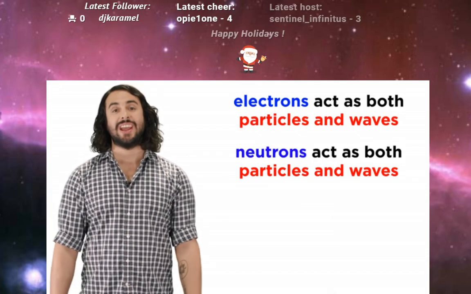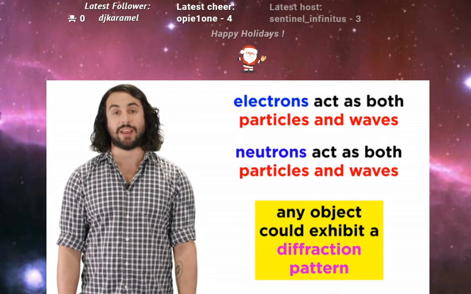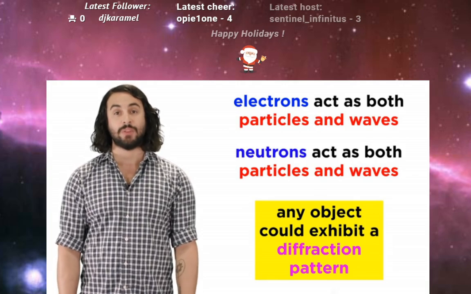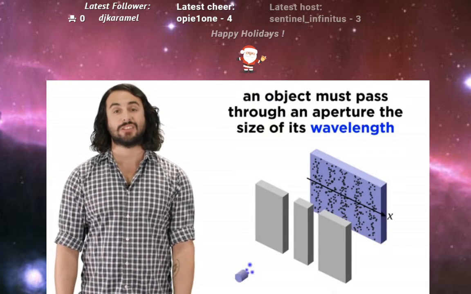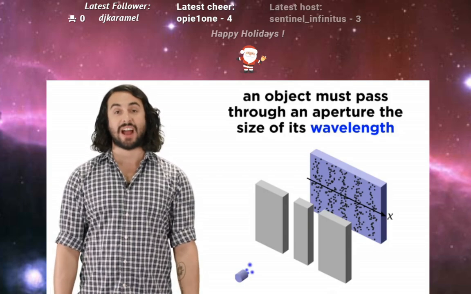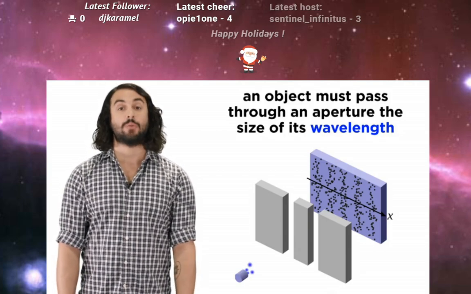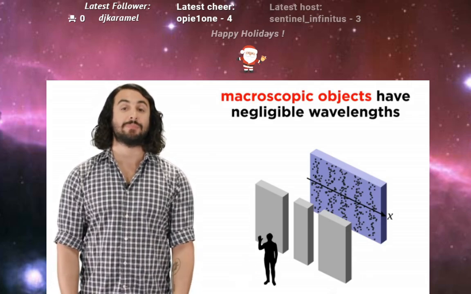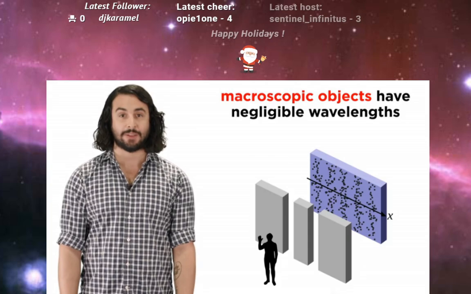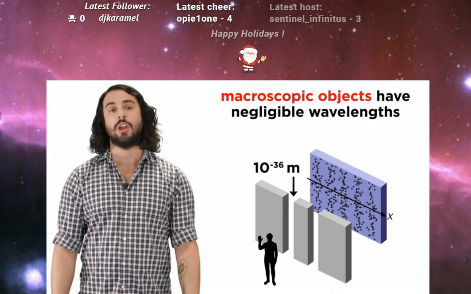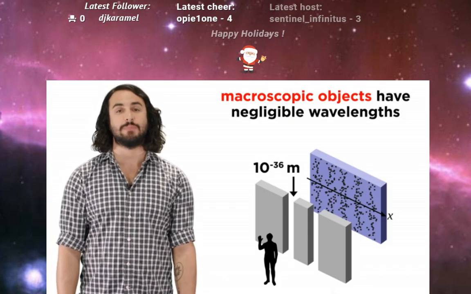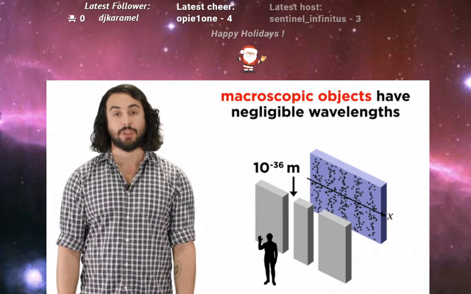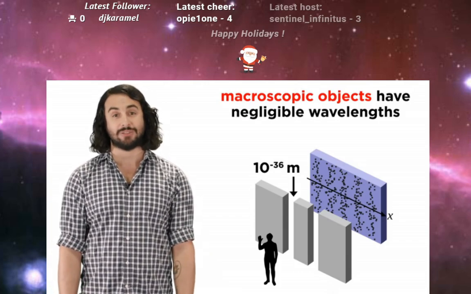It must be understood that since all particles are also waves, literally any object could hypothetically exhibit a diffraction pattern, so long as the object passes through an aperture roughly the size of the object's wavelength. But remember that massive objects have incredibly tiny wavelengths, so for something like a human being to diffract, they would have to pass through an aperture around 10 to the negative 36 meters wide, which is a trillionth of a trillionth of a trillionth of a meter. So this will be pretty tough no matter how much you diet.